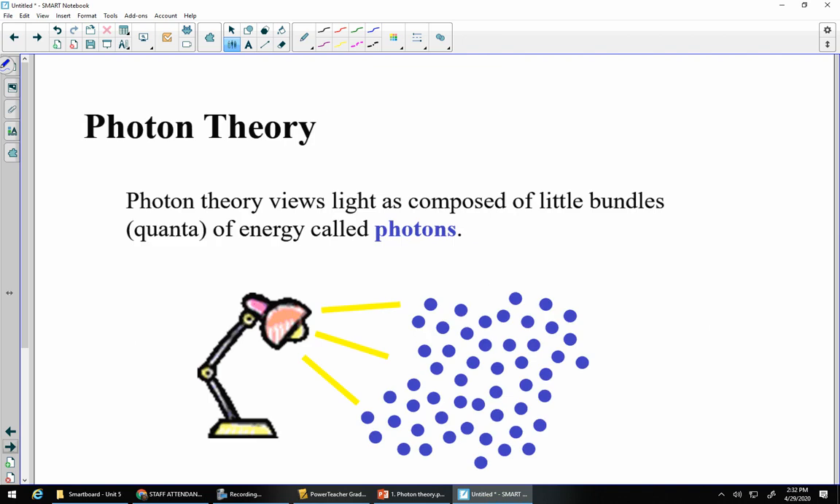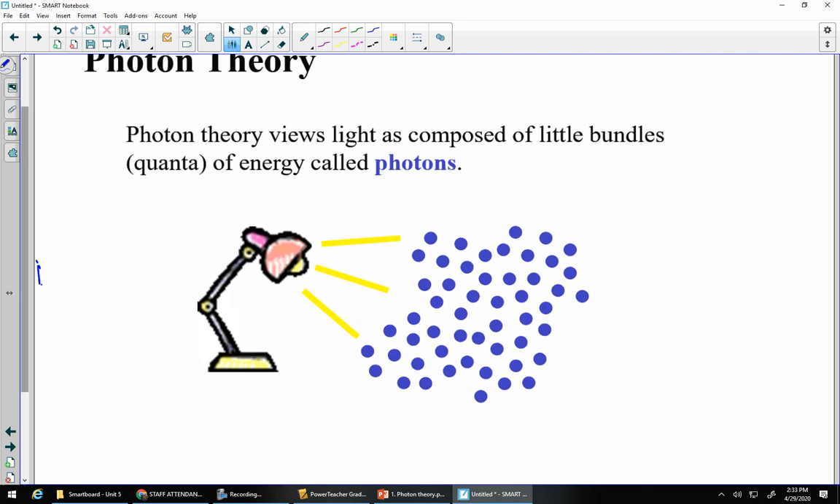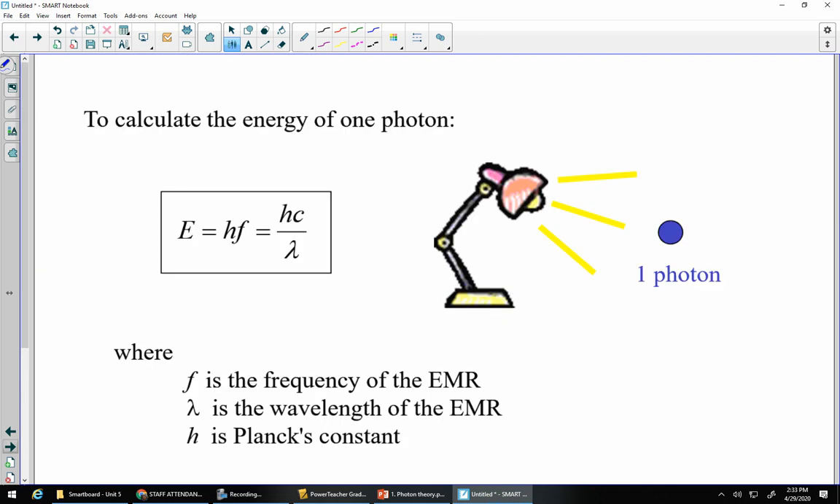And this leads us to photon theory, which is the next level of what we're talking about with light. So rather than light being a continuous wave, we're talking about light being a whole bunch of individual little tiny packets of energy called photons, which is pretty wild, pretty neat.